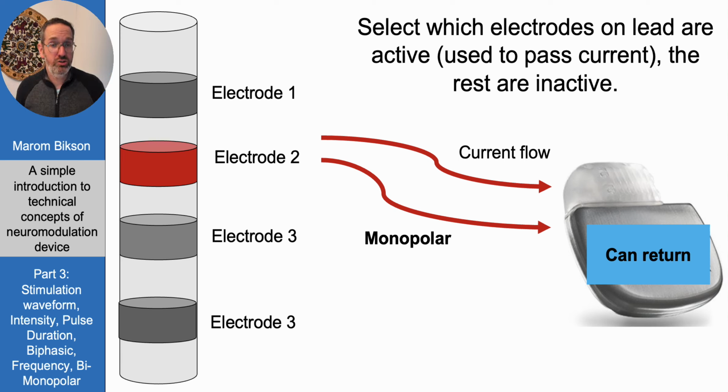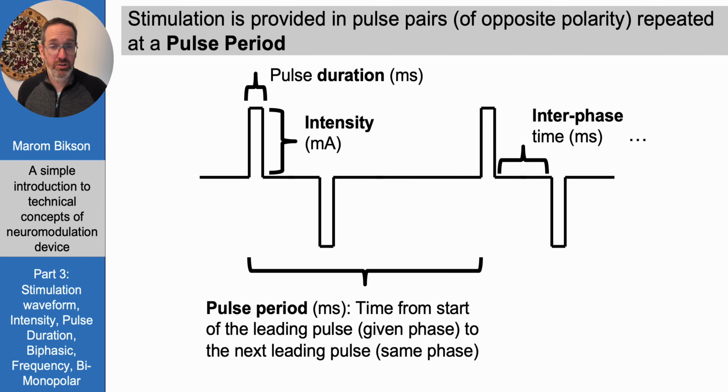And in those situations, you might also use the term monopolar, because there's really one small electrode that is active and a distant, larger electrode that we consider less important. So you see an example of how the term monopolar is used. Now, as I keep emphasizing, for invasive devices, stimulation is always applied in pairs. But the pairs are repeated.